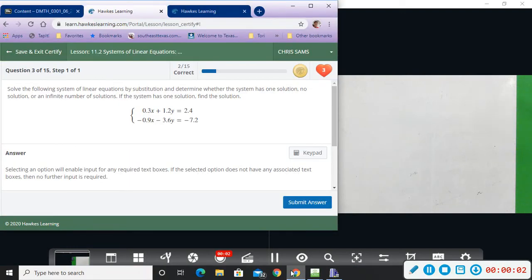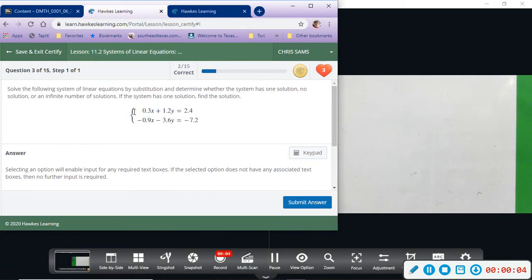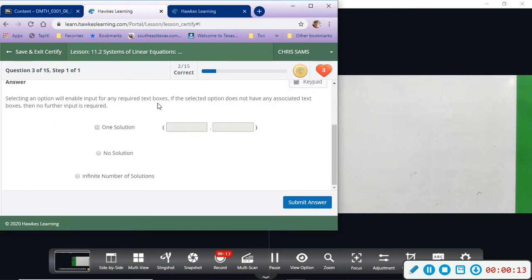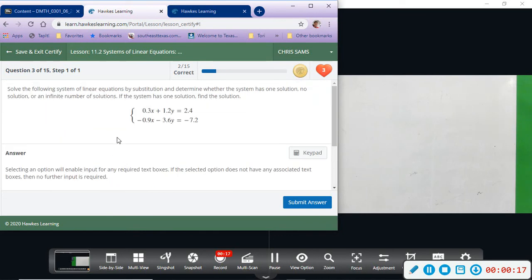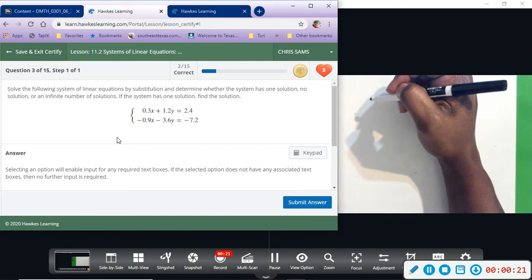All right, number 3. This one just says we're going to solve the system by substitution. We're going to determine whether there is one solution, no solution, or infinite number of solutions. And then we will check the appropriate box down here. Okay, we're going to just start out.